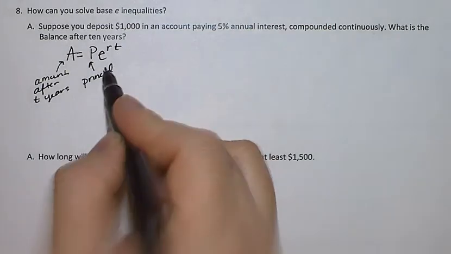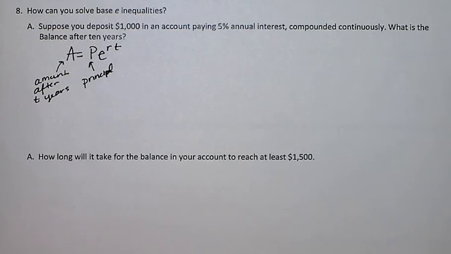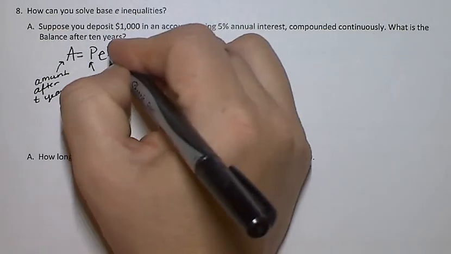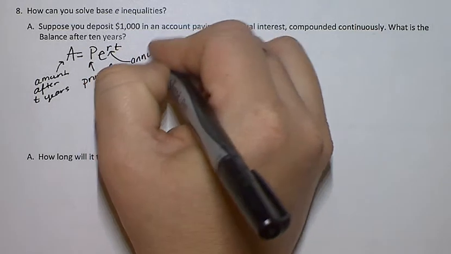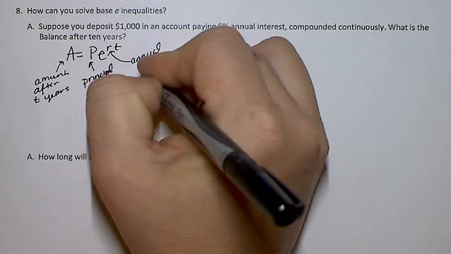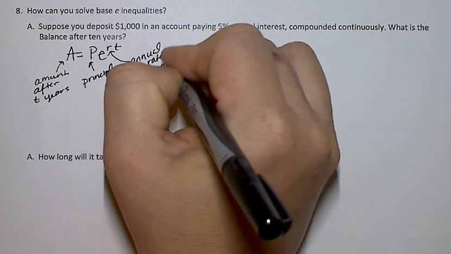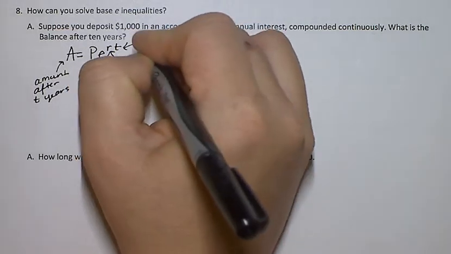Remember, e is no longer a variable. It is a number, Euler's number. r is the rate. It's your annual rate. And the thing is, this must be written as a decimal. And t is the number of years.